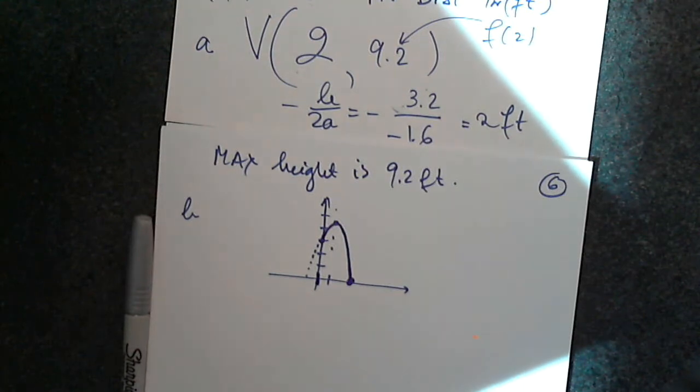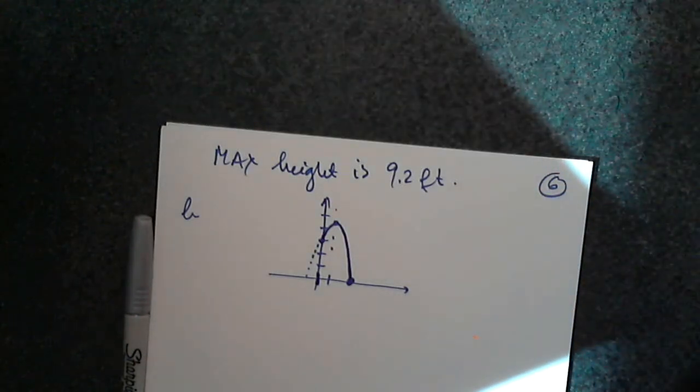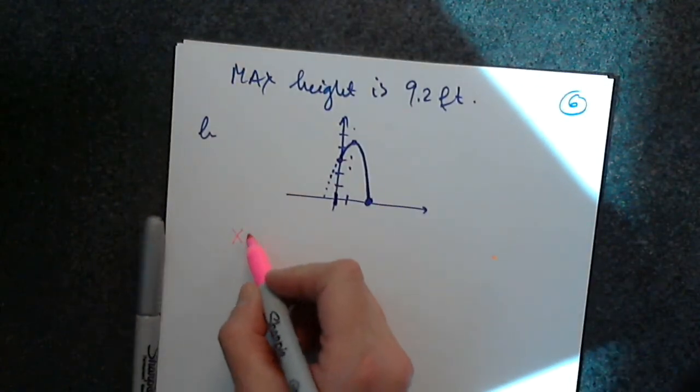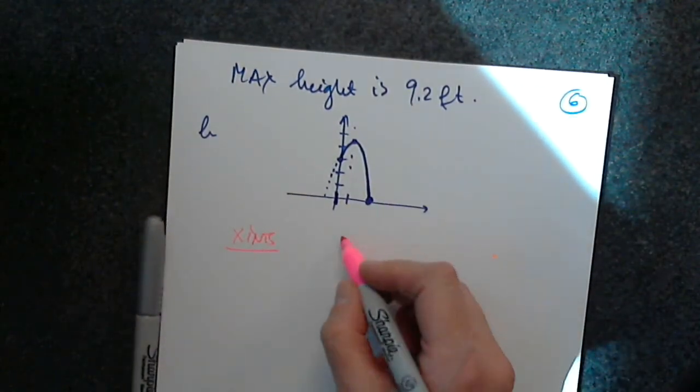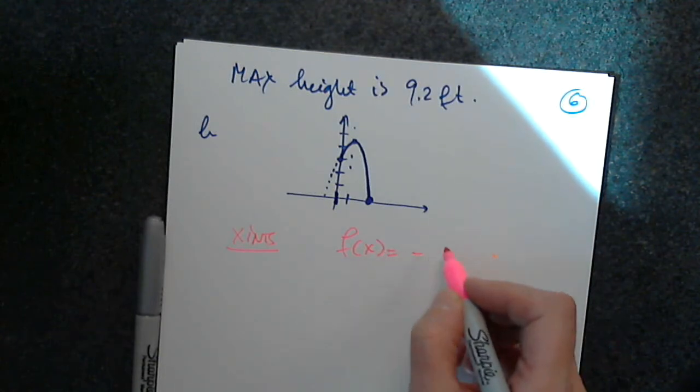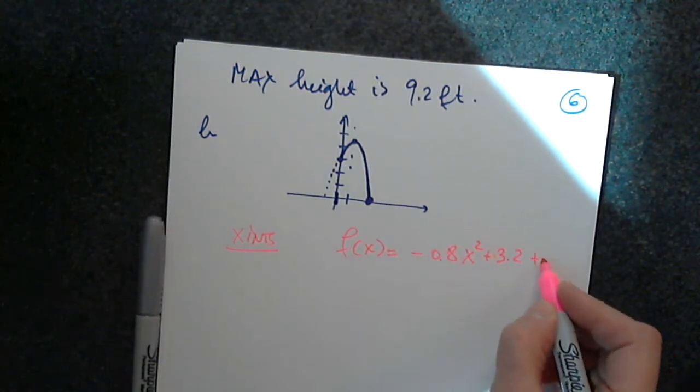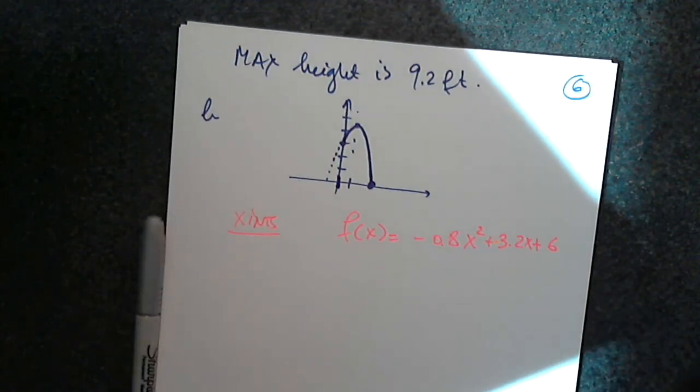X-intercepts, indeed. This is what we are very subtly asked to determine. They're not telling it to us point blank, but they're asking us to find the x-intercepts. So remember, the function was negative 0.8 x squared plus 3.2 x plus 6. How do I determine the x-intercepts? And there is also part C, graph the function, which we already did.